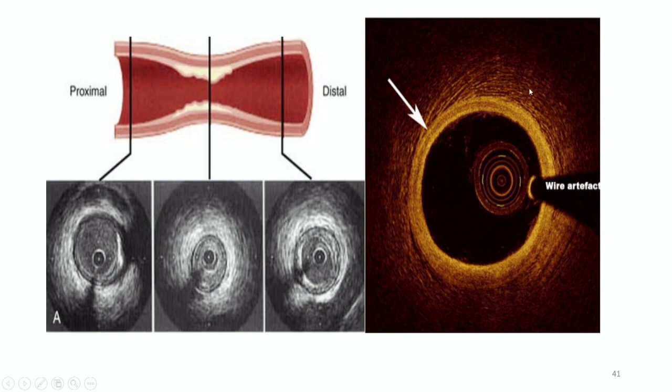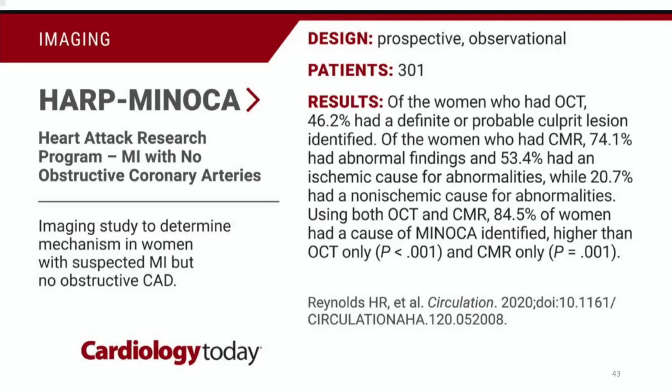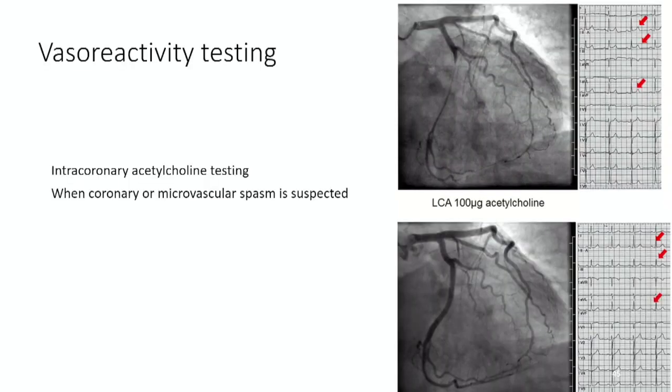This is OCT, optical coherence tomography, which can pick up missed plaques, thrombosis, and spontaneous coronary artery dissections in the large coronaries, which can account for MINOCA. The recently published HARP MINOCA study has shown that in around 85% of patients with MINOCA, the cause can be identified with OCT and cardiac MR. And if we suspect coronary thrombosis or emboli, thrombophilia screening also helps.